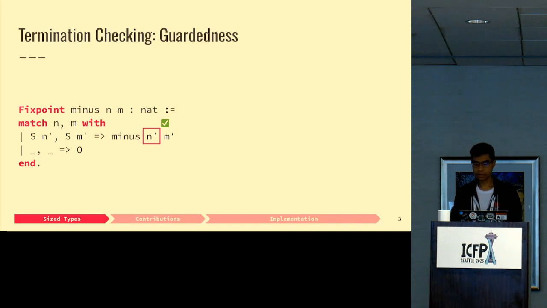So our setting here is the proof assistant Coq and its core calculus, which is some form of CIC. For CIC to be consistent as a logic and for type checking to be decidable, all programs must terminate. And the current method of checking termination of recursive functions is with a syntactic guardedness check, which restricts recursive calls to constructor subarguments. So this minus example you see does pass the guardedness check, since the recursive call to minus passes in n prime, which is a subargument of n.